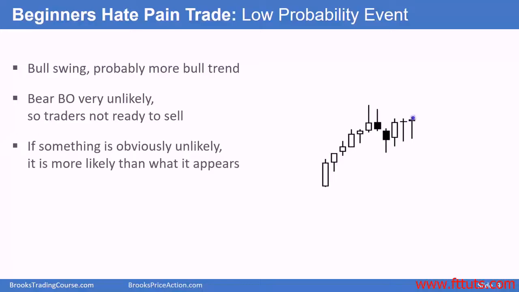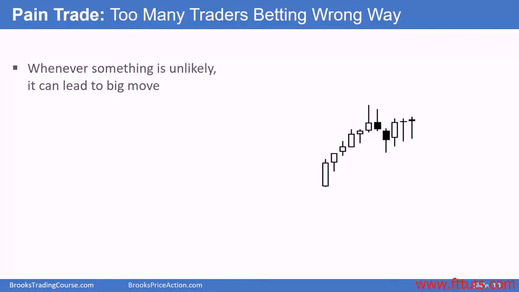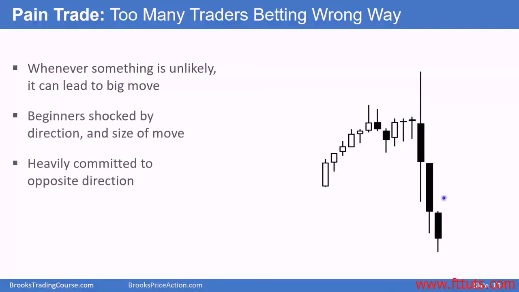So if something is obviously unlikely, like a bear reversal, it is more likely than what it appears to be. And that's my general rule. When something is extremely obvious, like this is extremely obvious we're going up, then it's probably not as likely as it appears to be. Whenever something is very unlikely, traders assume it's not going to happen, and they're positioned to the opposite. Here, a bear reversal is unlikely, so traders are buying pullbacks, they're buying breakouts, and bears are not willing to sell. But then something happens like this, and beginners are shocked.